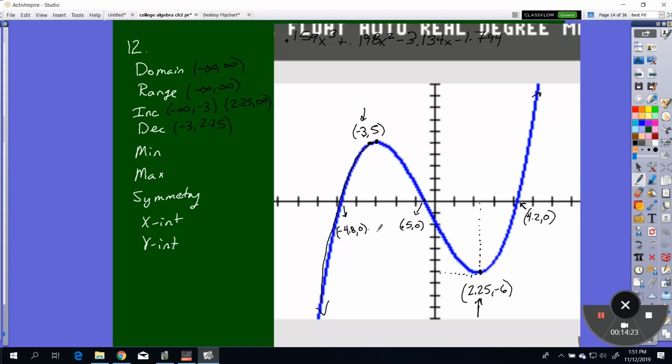So the minimum value is 2.25, negative 6. Realize these are relative minimums, not absolute, and relative maximum. So the relative maximum is negative 3.5. There is no symmetry because this does not go through the origin. Otherwise, it would be close to being odd, so none. And then the x-intercepts are negative 4.8, 0.5, and 4.2. The y-intercept is about right here, so that's 1.8.